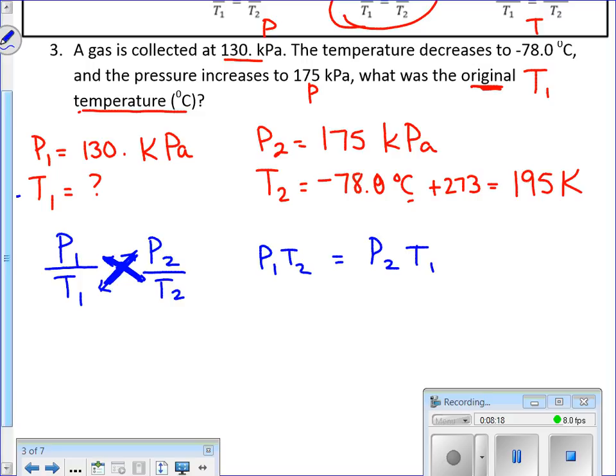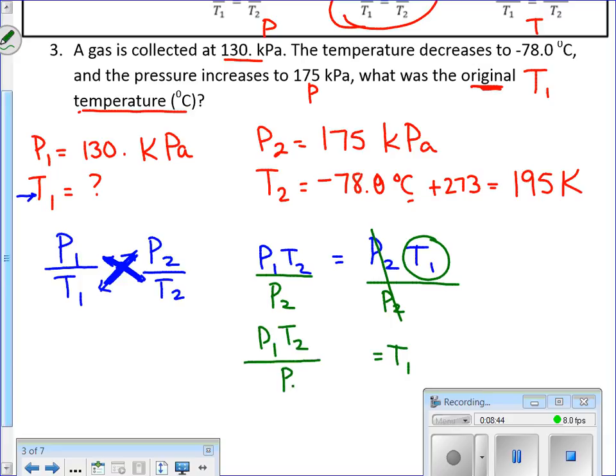I need to solve for T1. So I need to solve for this variable right here and isolate it. You get it by itself. So divide both sides by P2 in order to isolate that T1 variable. That would cancel out P2, and now I have T1 is equal to P1 T2 over P2.